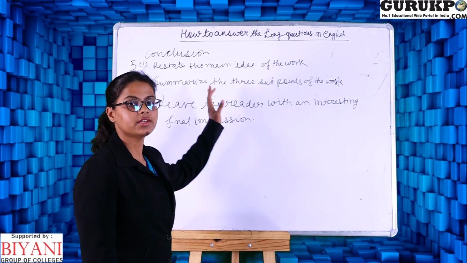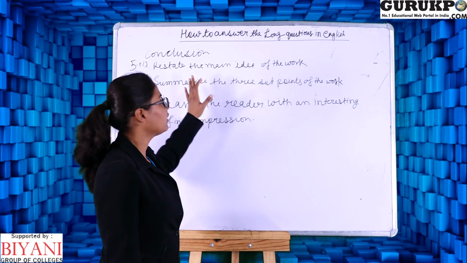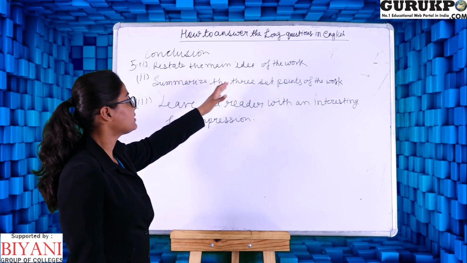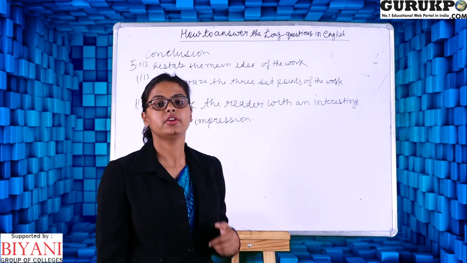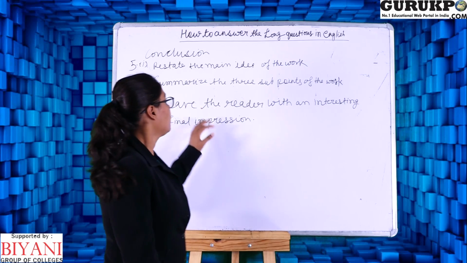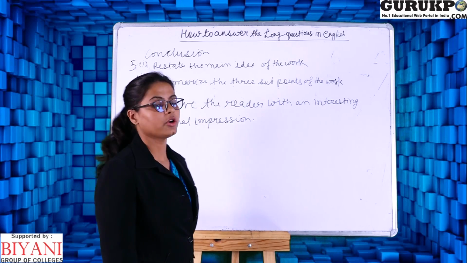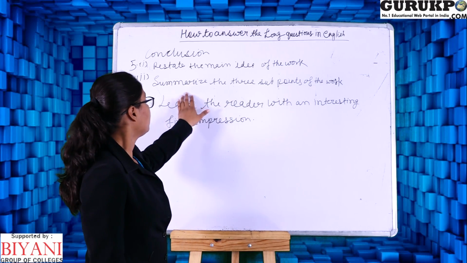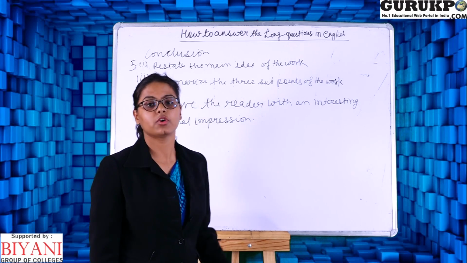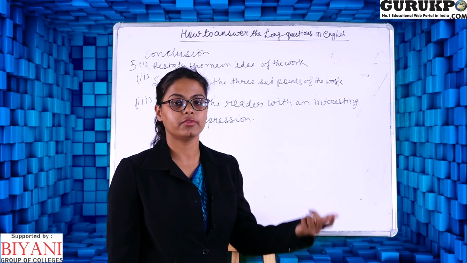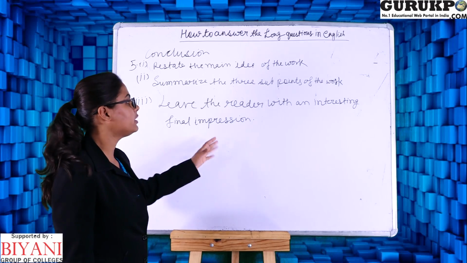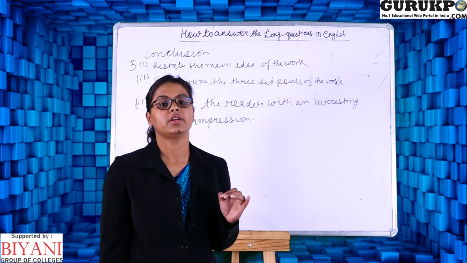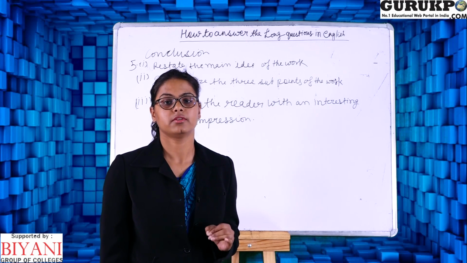Conclusion is the last part of a question. Conclusion is actually called the result. So you have to restate the main idea of the work whenever you are writing the conclusion. After that, you have to summarize the three subpoints of the work, the three main facts of the work. You have to take these three subpoints from the introduction of the work which you have given before. After that, you have to leave the reader with an interesting final impression so that it may be called the actual conclusion which you have given.